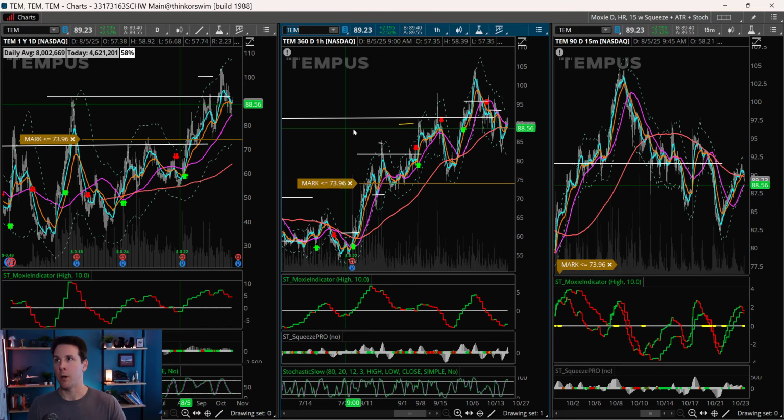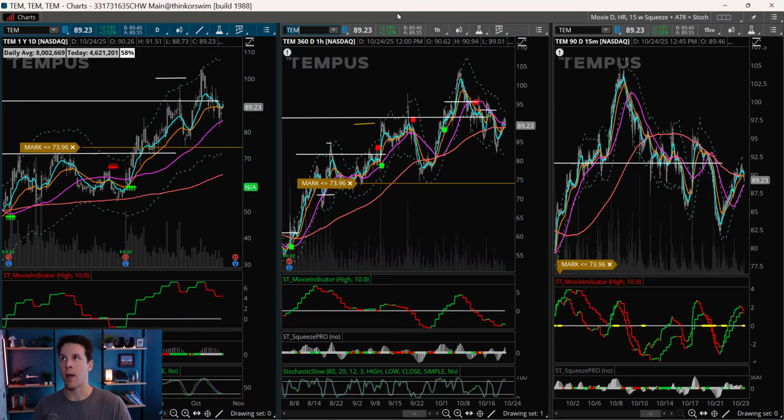So despite the market pulling back over the last couple weeks, there have been some tickers that have been pulling back, but I think these things are looking good. I am still in something like TEM, and I'm looking to add because I think that this is a perfectly healthy pullback. I don't see anything disastrous about it.